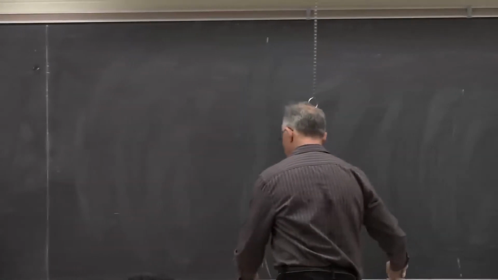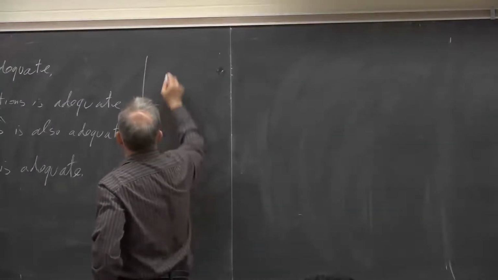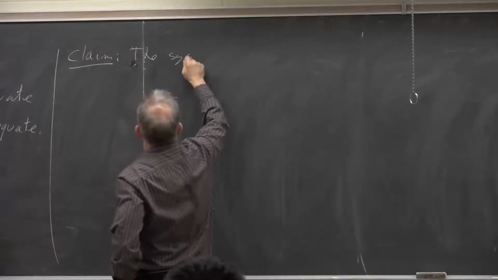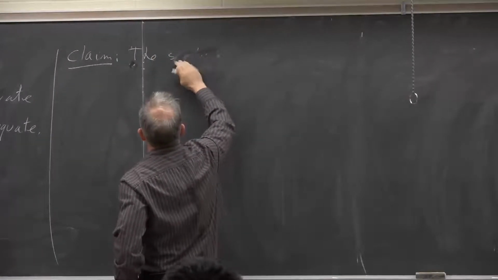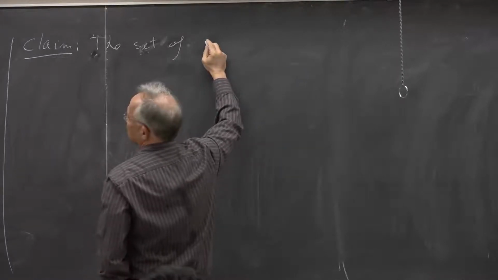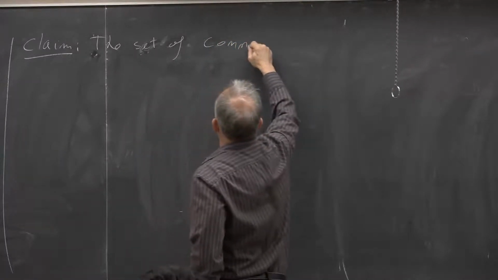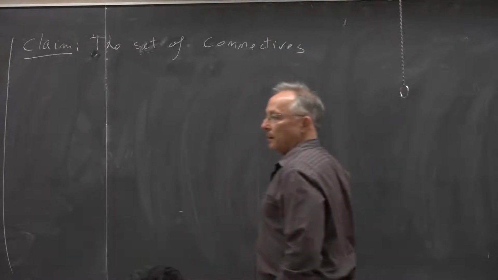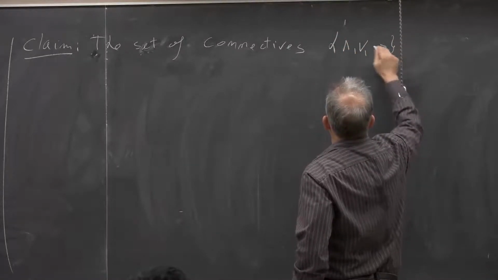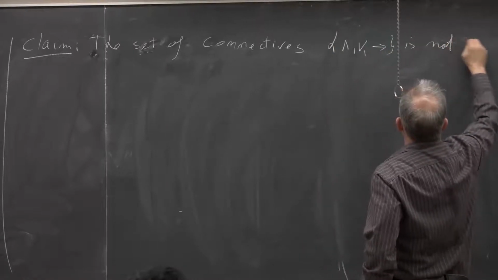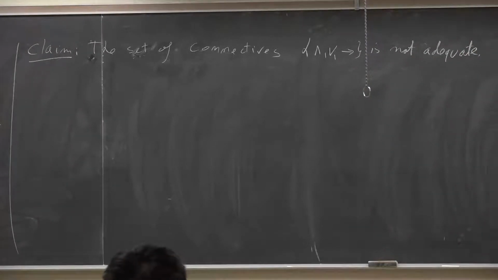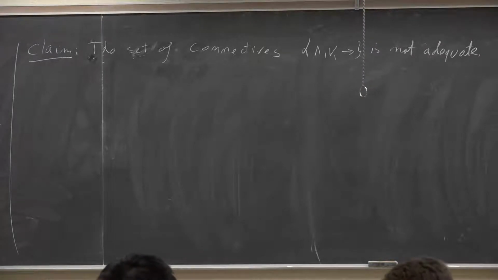So I have here a claim that the system, or the set of connectives that contains and, or, and arrow, is not adequate. So I claim that if we delete the negation, it is not going to be adequate.